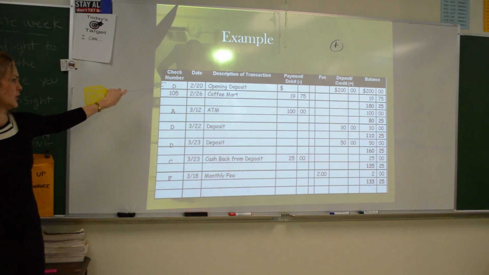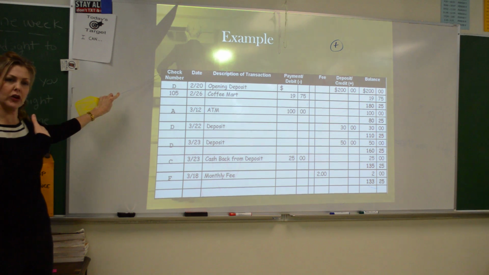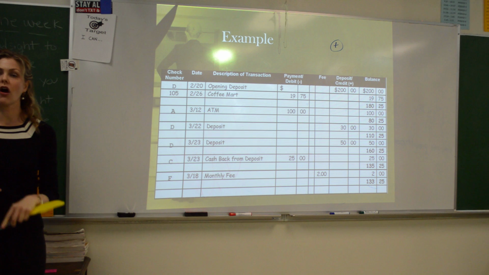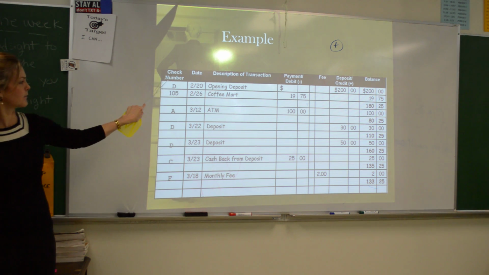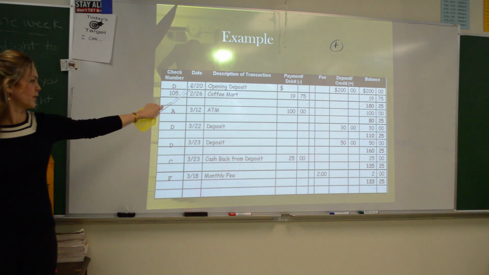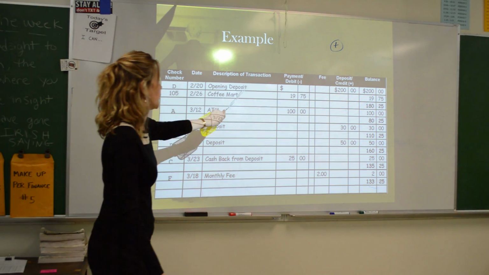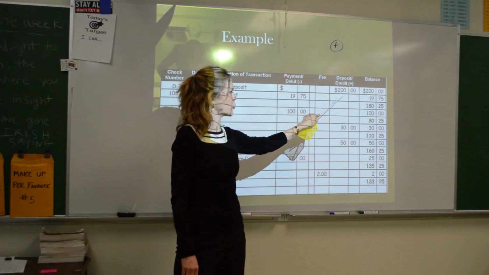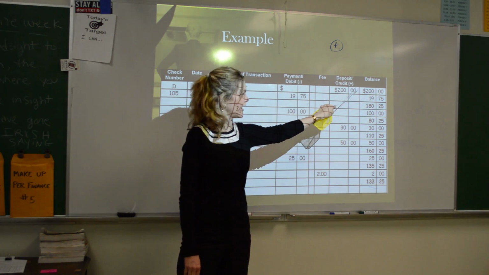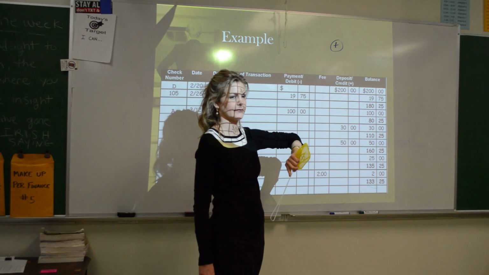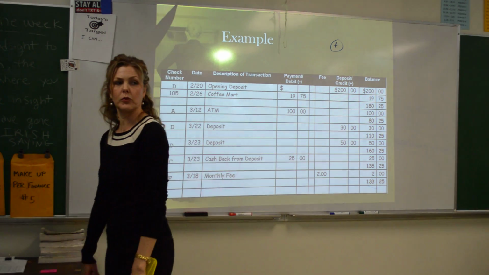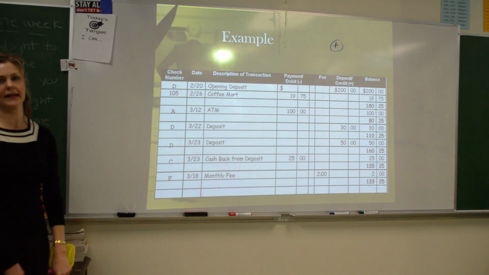I'm going to point to Sadie. What did Sadie do first? I'm going to call on one of you, and then we're going to go over what each of the transactions were. Okay? So if I were to call on you, this is exactly what you would do. You would say, Sadie deposited money on February 20th when she opened her account and she deposited $200. And then we carried that $200 over to our running balance column. Okay?